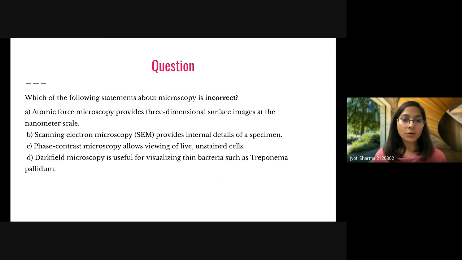Okay, the next question is also about microscopy, and you have to tell me which one is incorrect. Atomic force microscopy provides a 3D surface image at the nanometer scale. SEM, that is scanning electron microscopy, provides internal detail of the specimen. Phase contrast microscopy allows viewing of live unstained cells. Dark field microscopy is useful for visualizing thin bacteria such as Treponema pallidum. So what do you think? What is the right answer for this?